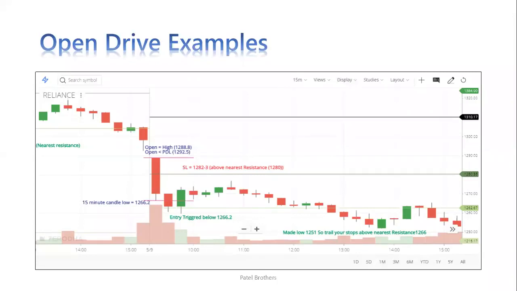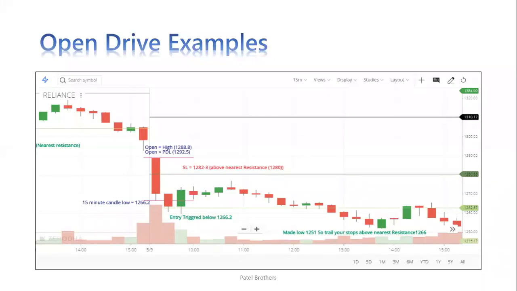So when the gap was there, open was below the previous day's low, which was 1292.5. So yesterday's low was 1292.5. Today it is opening at 1288.8, and open is equal to high. So both our conditions have been met. Once the first and second conditions are met, we'll wait for the 15 minutes candle to get closed. So once the 15 minutes candle is completed, we found out that the candle's low is 1266.2.